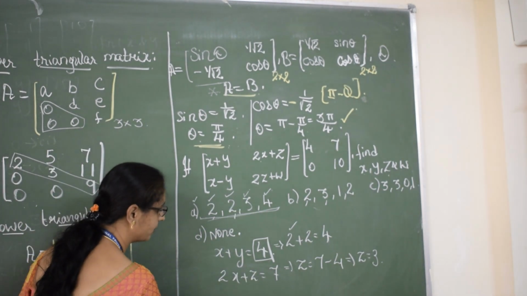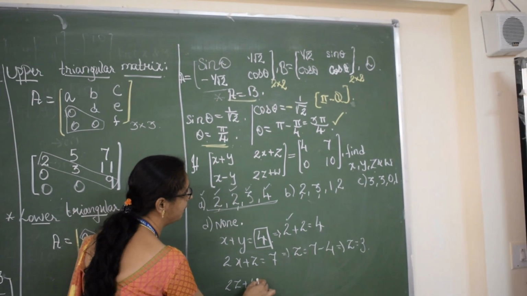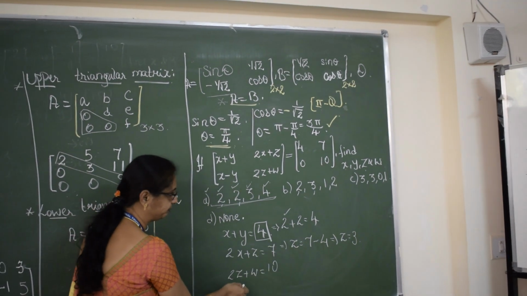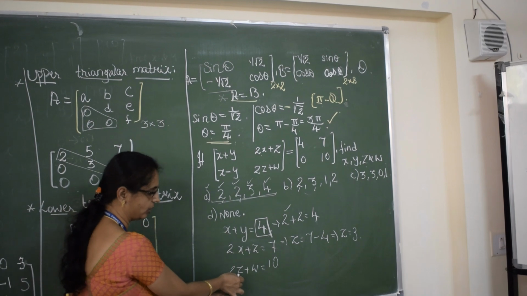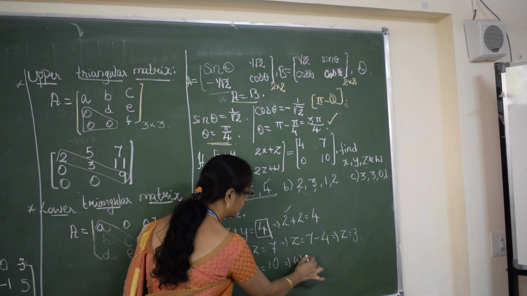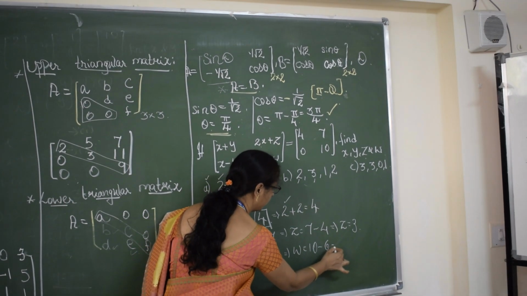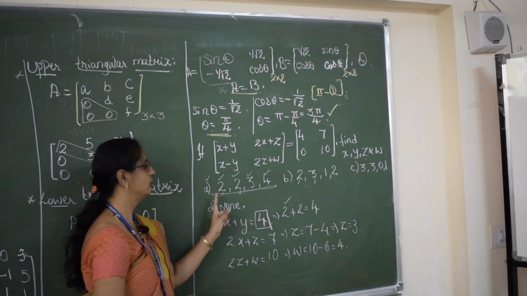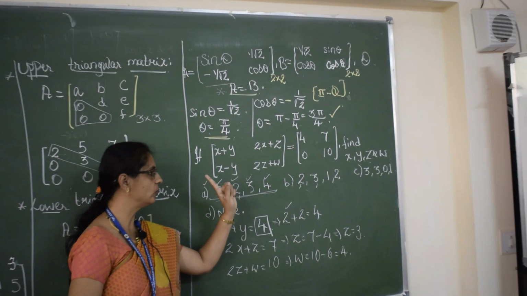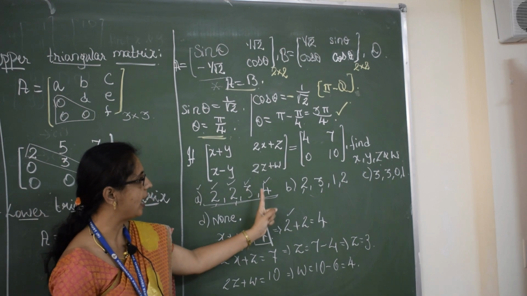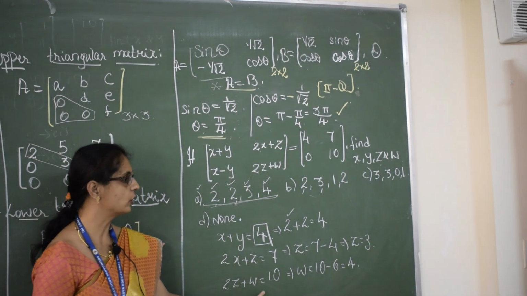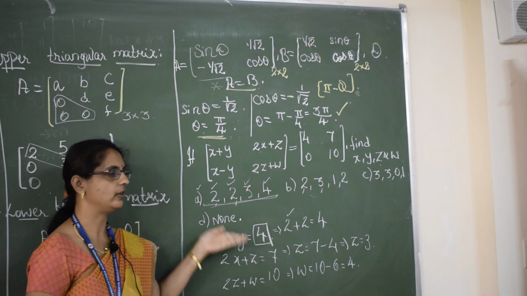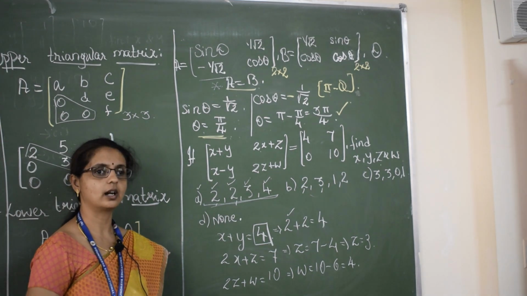Take the last element, 2Z plus W is equal to 10. Z is 3, 2 into 3 is 6, W is equal to 10 minus 6, which is equal to 4. So X is 2, Y is 2, Z is 3 and W is 4. Using the shortcut without the complete solution, we can opt A as the correct option.